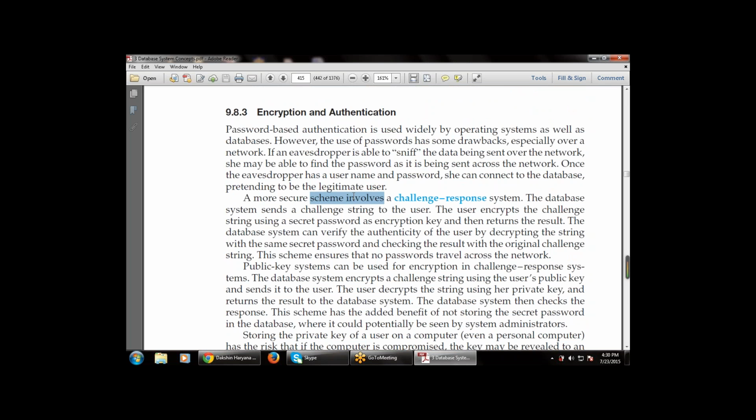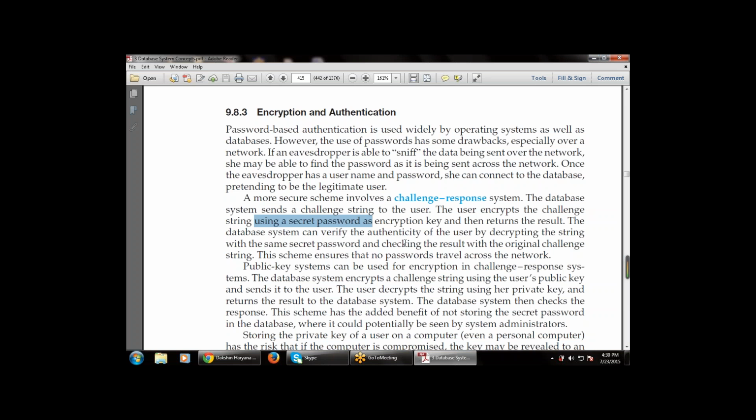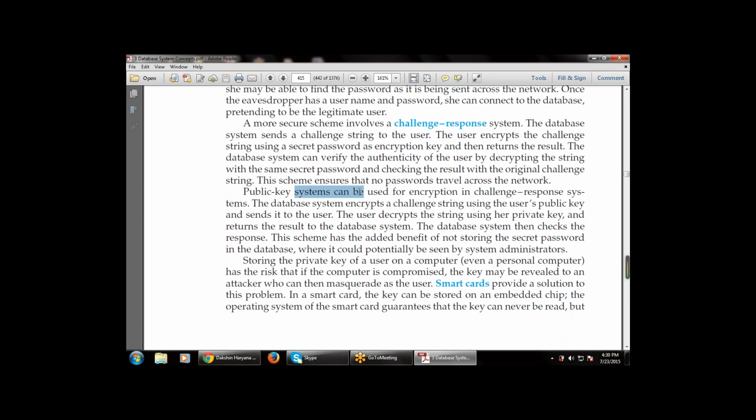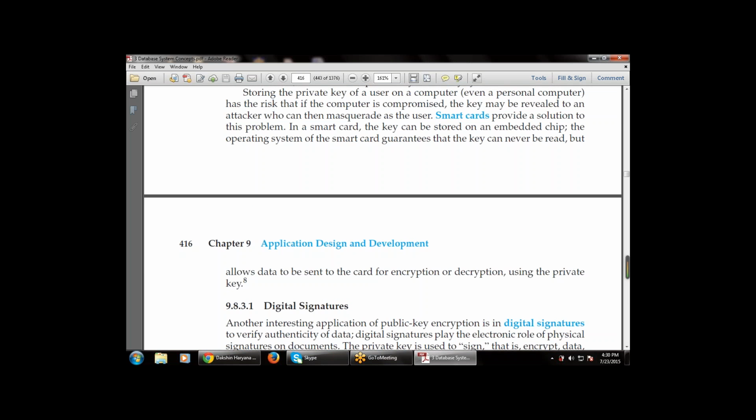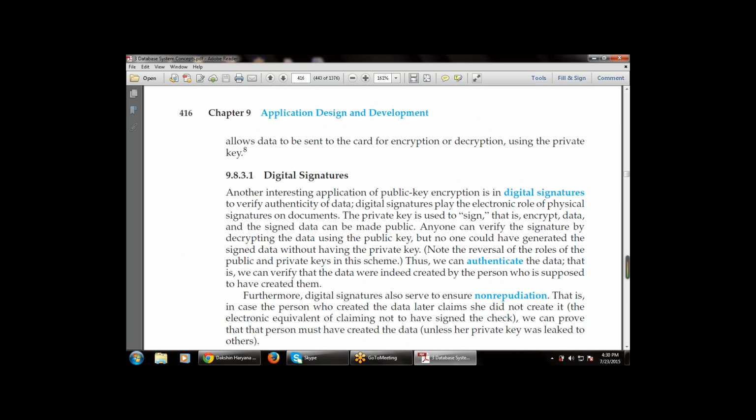A more secure system involves a challenge-response system. The database sends a challenge string to the user. The user encrypts the challenge string using a secret password and the encryption key, and then returns the result. Public key systems can also be used for this, and smart cards also provide a solution to the problem. And there are two concepts by which this can be done: one is a digital signature, one is a digital certificate.